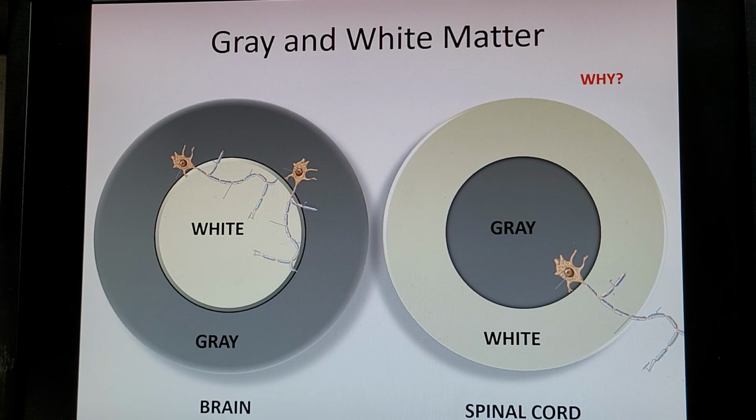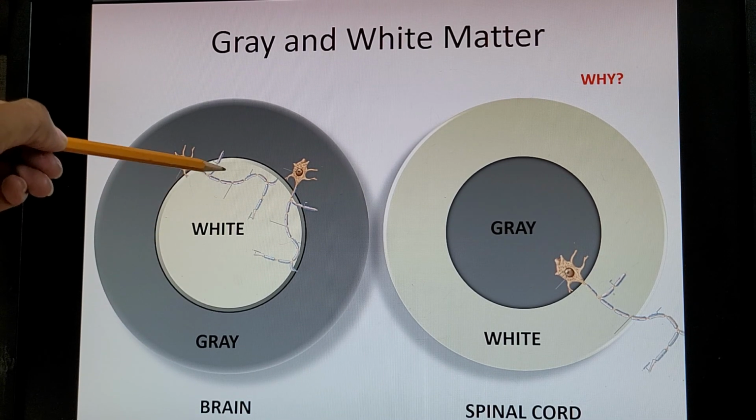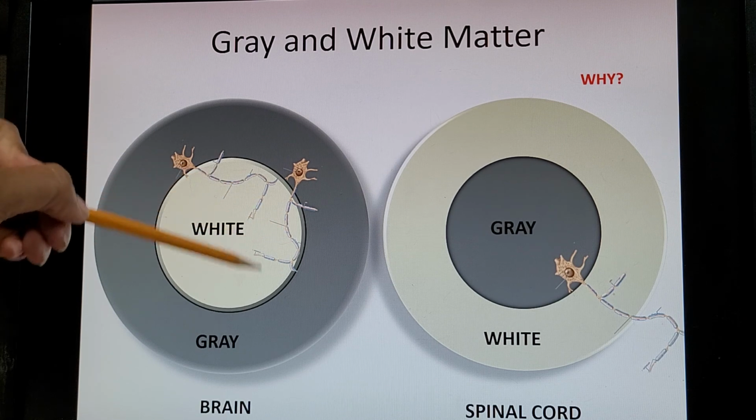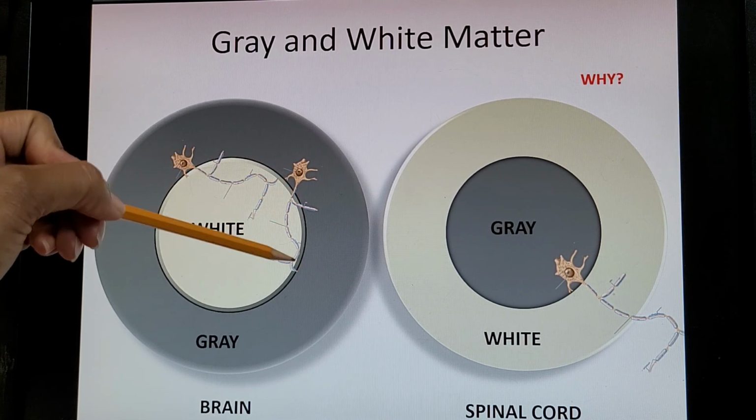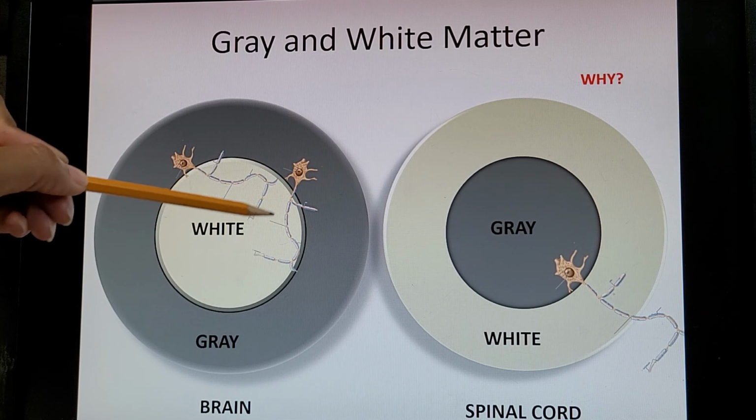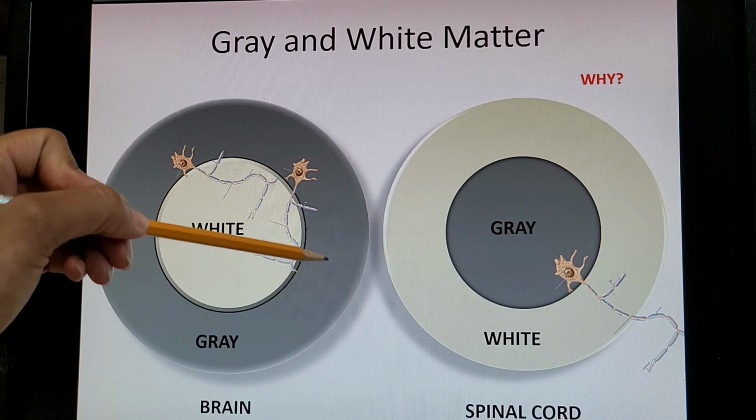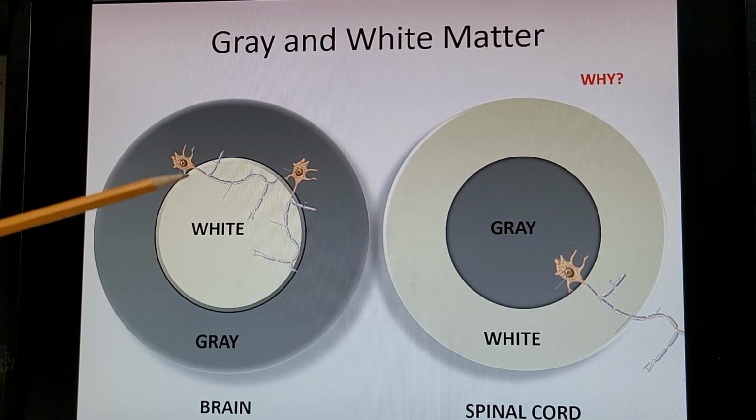So let's look at our brain versus our spinal cord. In our brain, again, the white matter is on the inside, so that's our myelinated axons communicating to different portions of our brain. They're able to send messages along. The gray matter has your neurosoma as well as your dendrites.